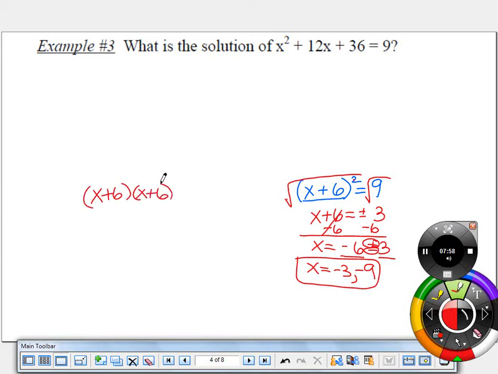Remember, you can't just square the x and square the 6. You get the x squared and you get the 36, but you also, in this multiplication, get a 6x that's being combined with another 6x. So it does account for all of that because of the foiling or the distributive process that you go through. Okay?